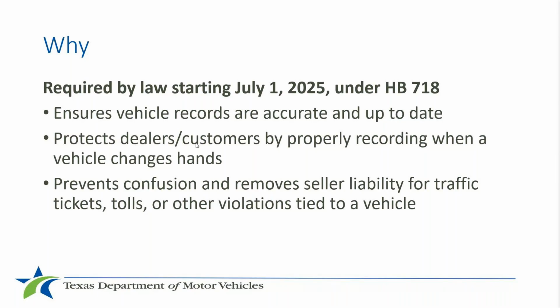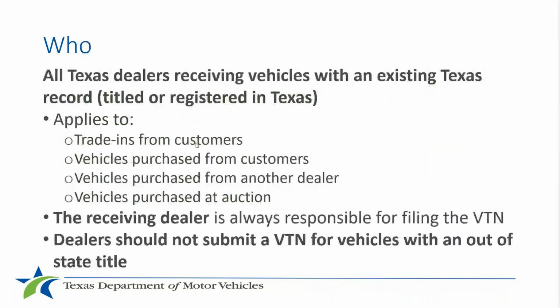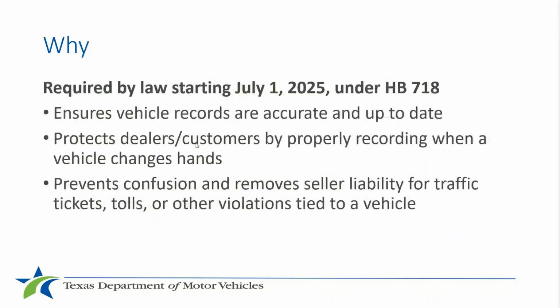Tolls is a big one, or other violations tied to that vehicle, right? So with that VTN, essentially, if that previous owner provides that entity, maybe it's a toll service, with that VTN submission receipt that you get, then they won't have to pay it, as long as it's been submitted within 30 days. So that's why it's super important. Those toll authorities, yeah, they'll come after you. So that's why it's important.